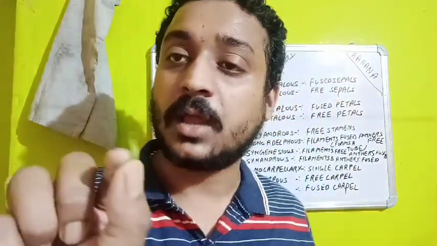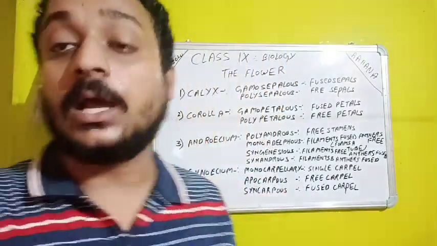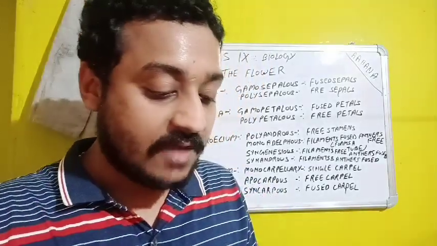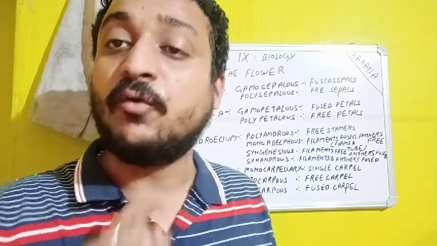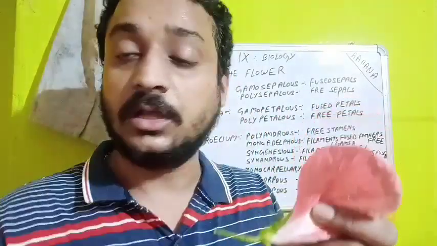The calyx are also known as the sepals of the flower. They are usually green in color. Green in color because they are having chlorophyll and they can make food for the flower.